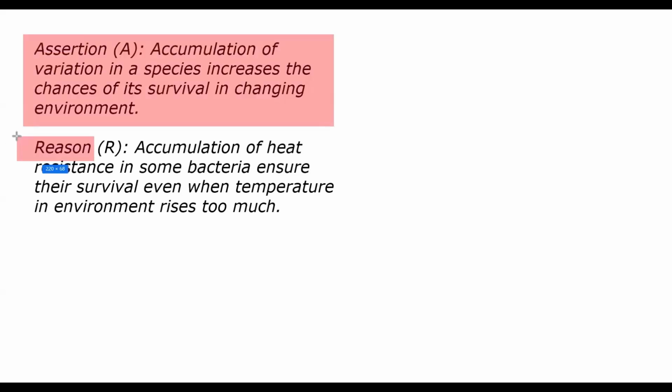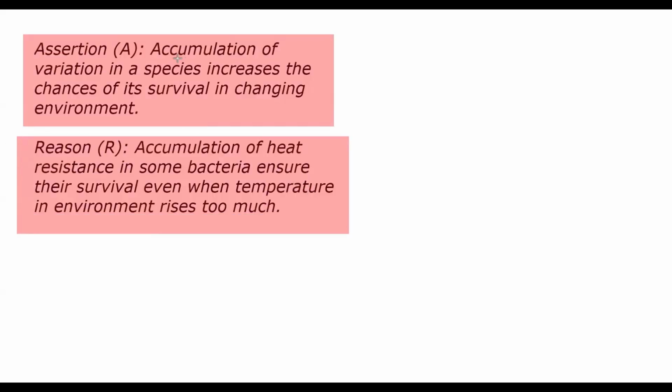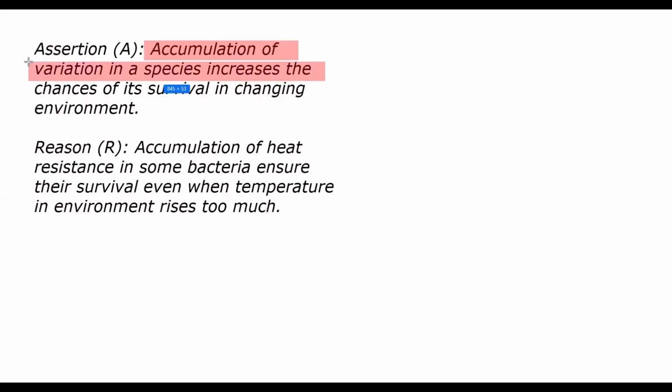In this assertion reason based question, the assertion says accumulation of variation in a species increases the chances of its survival in the environment. So that's a clearly correct statement, as we know that the variations keep on accumulating and it helps an organism to survive better in the surroundings. If you take some examples, say camels surviving in a desert, it's because of accumulation of variation that increases the chances of camels surviving in desert.